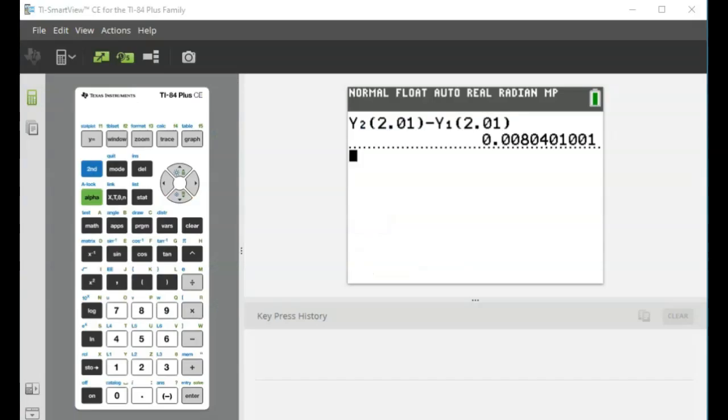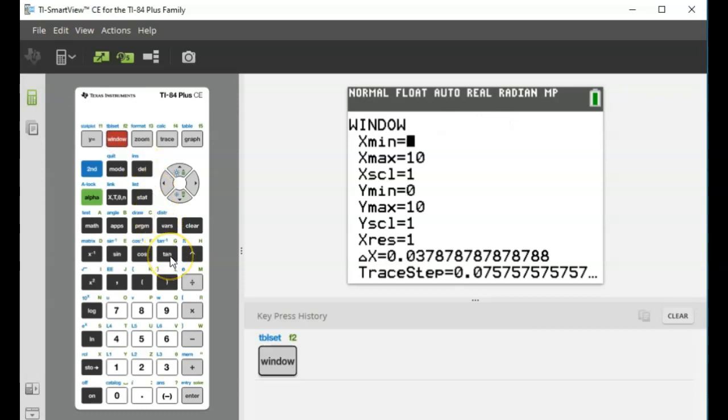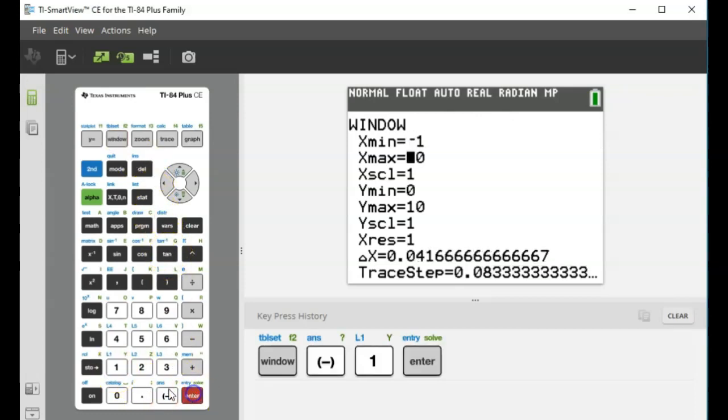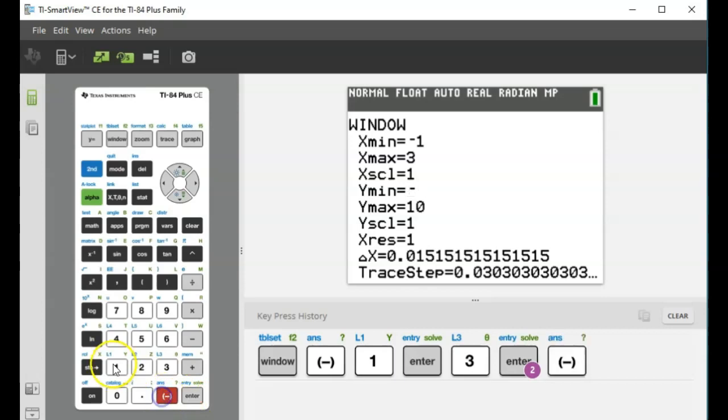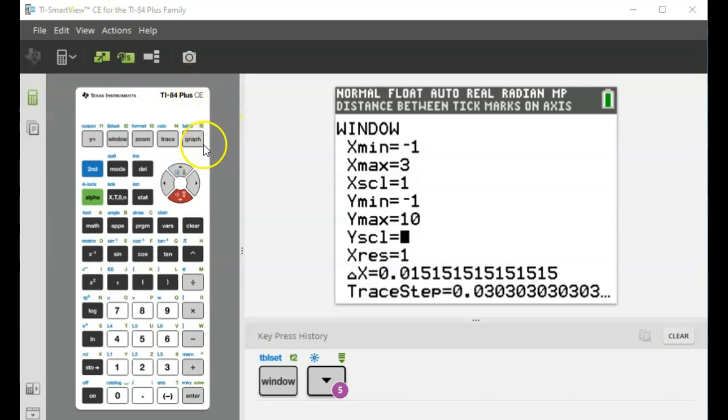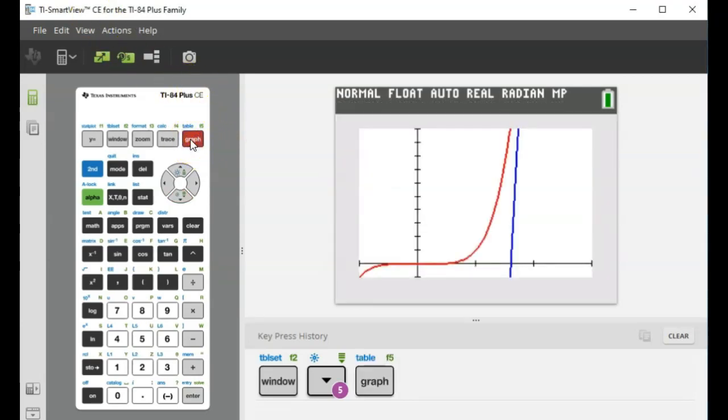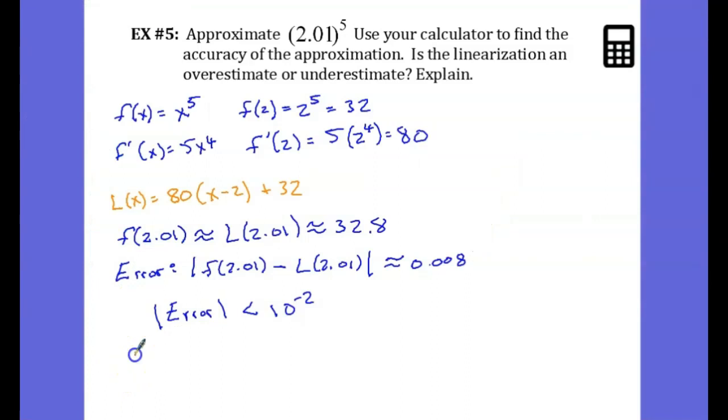Now we can graph both functions to determine if this is an over or an underestimate. So press Window, Enter. Let x min be negative 1 and x max be 3 with an x scale of 1. Then y min is negative 1 and y max is 10 with a y scale of 1. Press graph and we see that the power function is concave up with the linear equation below. Thus, our tangent line is giving an underestimate. Finally, for our response, we state that the graph is concave up and 32.8 is an underestimate of the actual value.